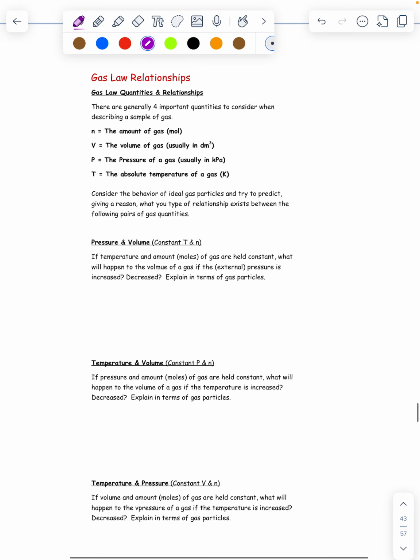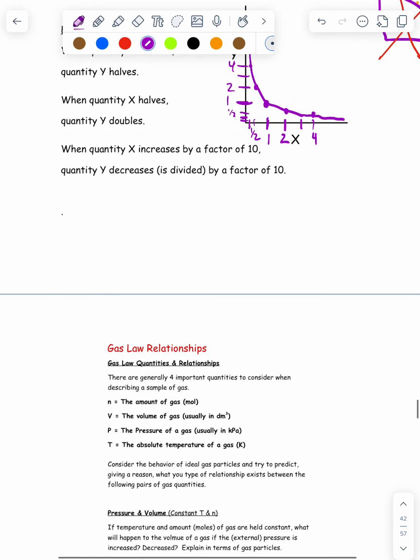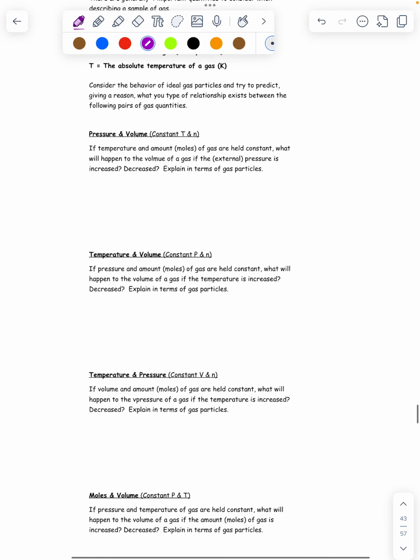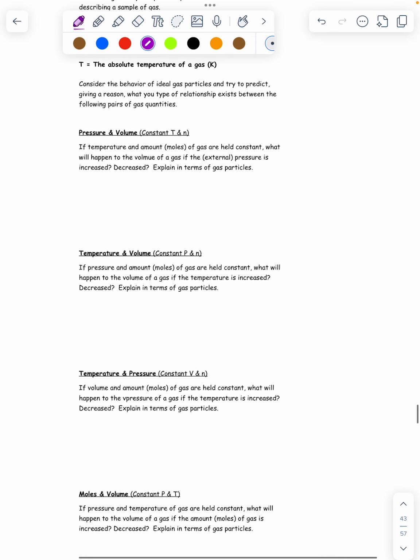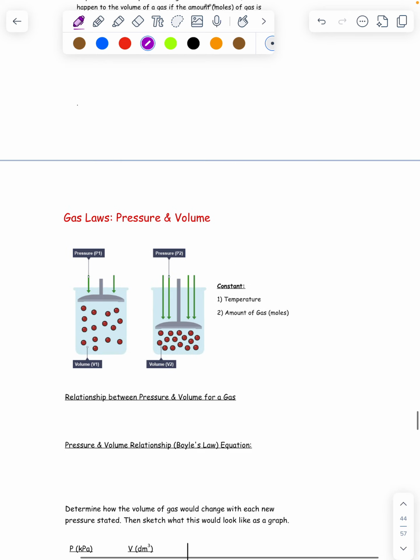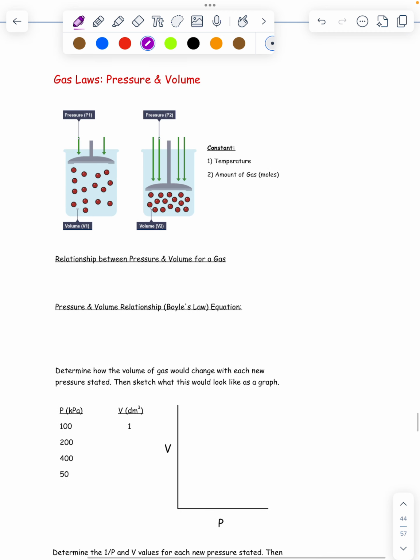Okay, so we have our relationships. We're looking for direct and inversely proportional relationships. So there are basically 4 relationships that are really important. The first of which is pressure and volume. This is also known as Boyle's law, but you don't need to know the names in the chemistry syllabus.